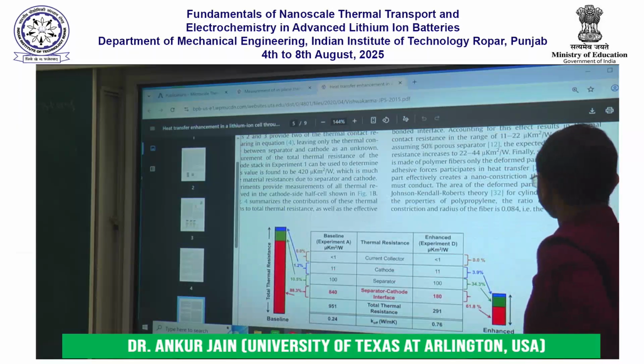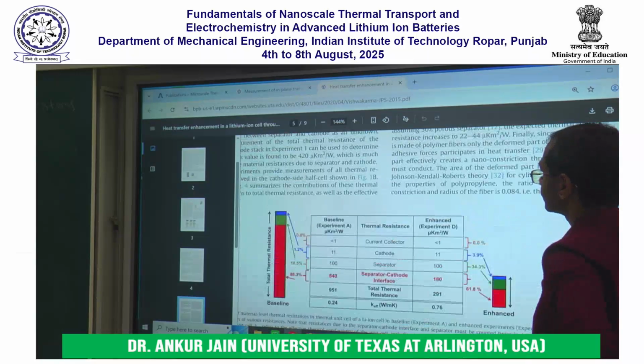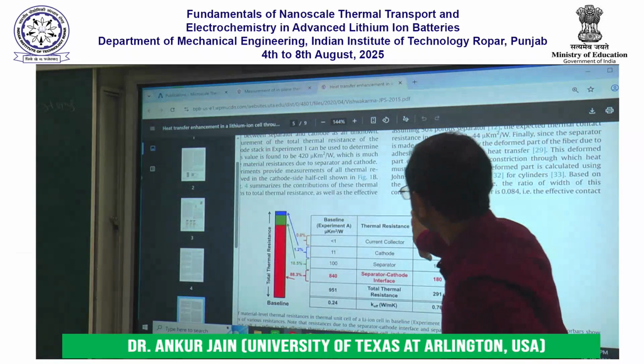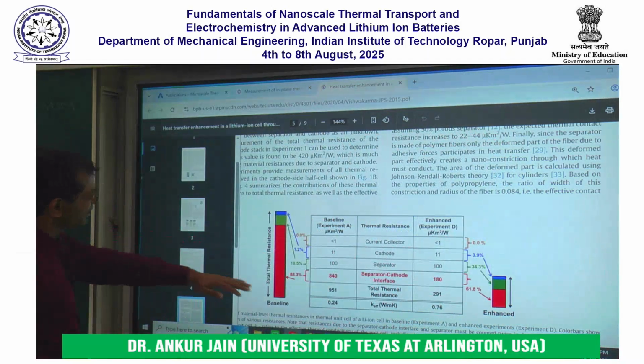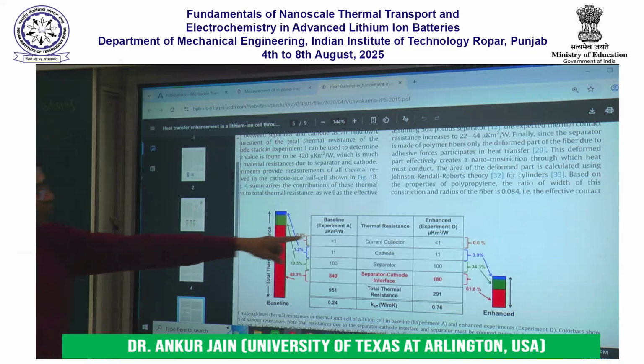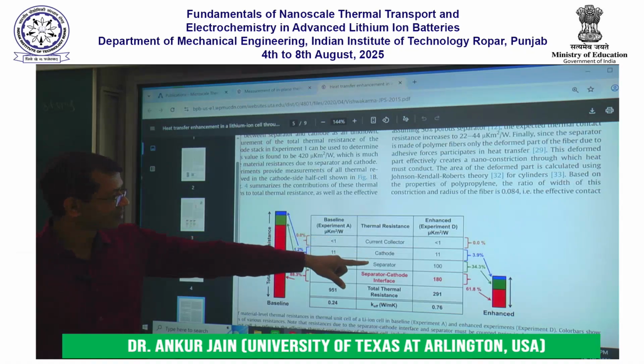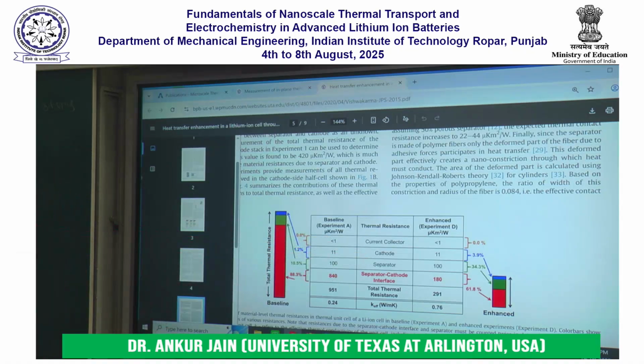Here are the results. I want you to forget about the right side for now. Let's just focus on the left side. So what the left side does is that it talks about the various components of the total thermal resistance of the unit cell that I am considering. Remember, the unit cell comprises the two current collectors, the cathode, separator, and I am ignoring the anode side for certain reasons right now. I'm only focusing on the half cell, the cathode side half cell.